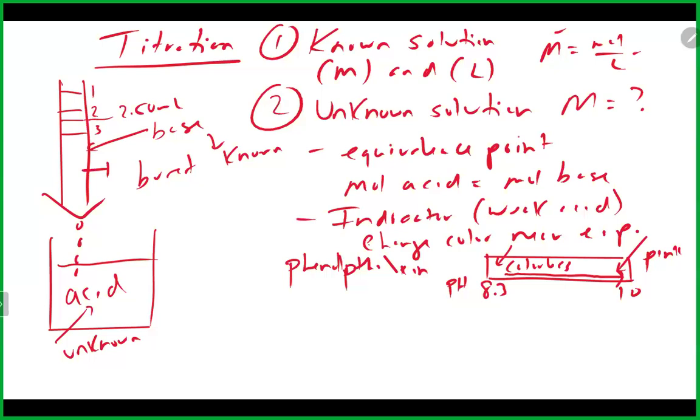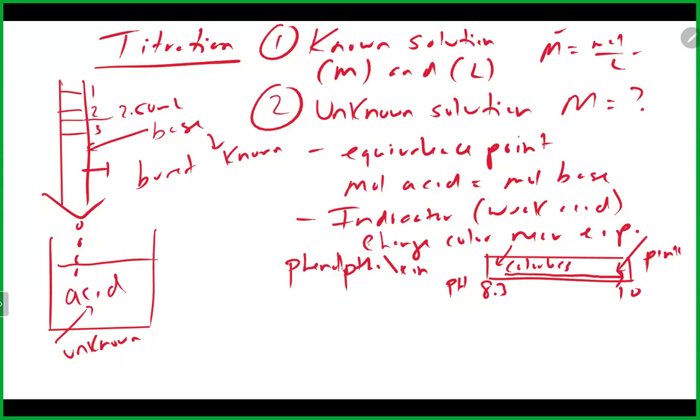Now, when you see it change color, you want to stop your titration. If you're using phenolphthalein, for example, you want to stop it when you see the lightest color of pink that you can see. It's so light that you oftentimes have to put a white piece of paper underneath it to see the pink. And that's ideally where you want to stop.